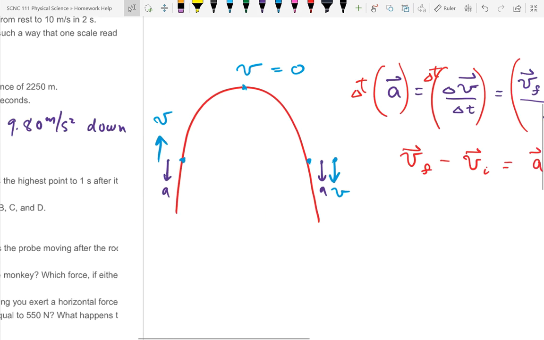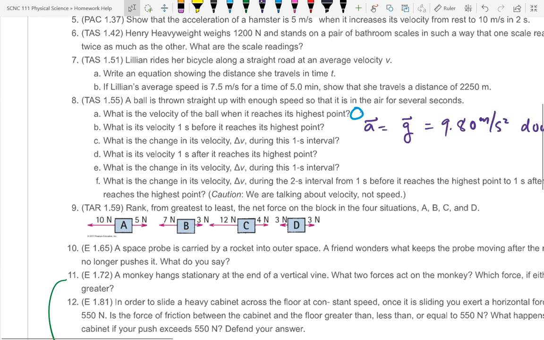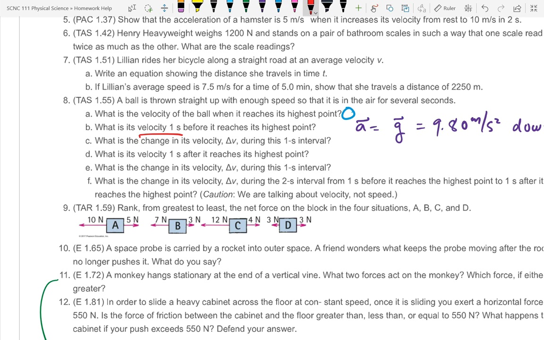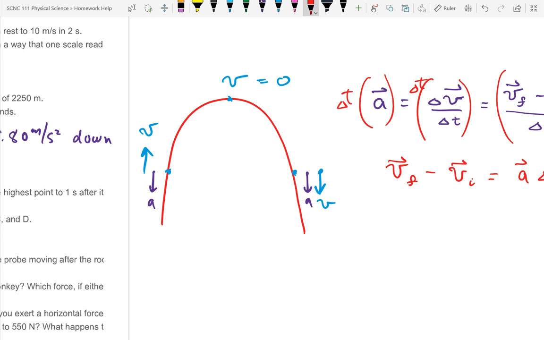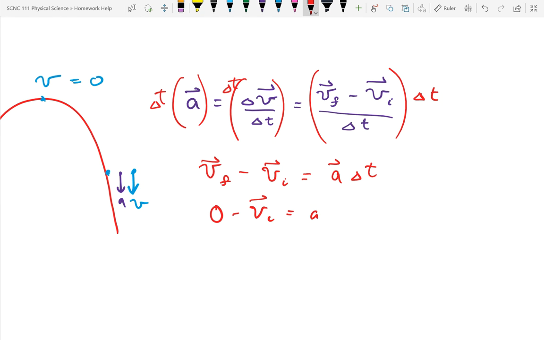Now, in our situation for part B, we're asked for the velocity 1 second before it reaches its highest point. That will be my velocity initial. And then its highest point will be our velocity final. So the velocity final, what was the velocity at the highest point? So 0 minus velocity initial equals acceleration times change in time.